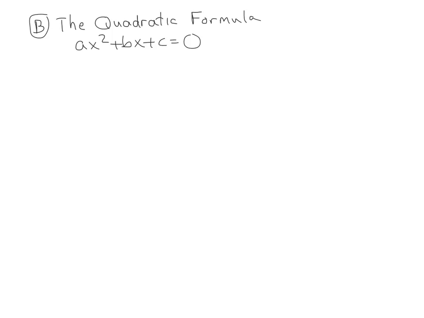Alright, we're going to start by completing the square, so we're going to move the c to the other side. Ax squared plus bx equals negative c, right? Because you'd have to subtract it. Now we can't use completing the square unless it has a leading coefficient of 1, so we're going to divide every term by a. So that turns into a 1. So you'll have x squared plus b over a times x equals negative c over a.